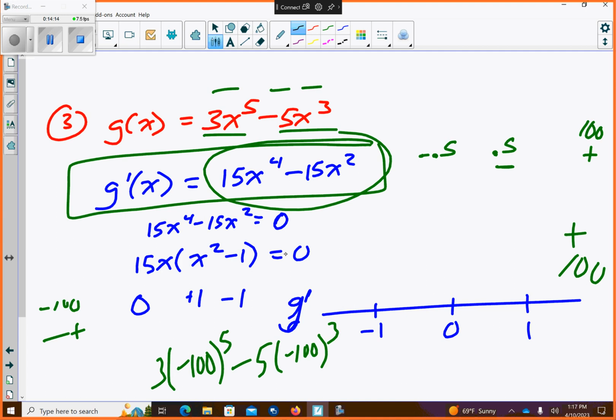I'm good there. If I plugged 0.5 into this, you could easily plug it in on a calculator: 15 times 0.5 raised to the 4th minus 15 times 0.5 raised to the 2nd. So this gives me a negative number. If I did the same thing here, I know that's going to give me a negative number. If I plugged the negative 100 into this, this is going to give me a positive number. If I took negative 100 and plugged it in there, it's going to give me a really big positive number. So there's our sign line on our g prime.